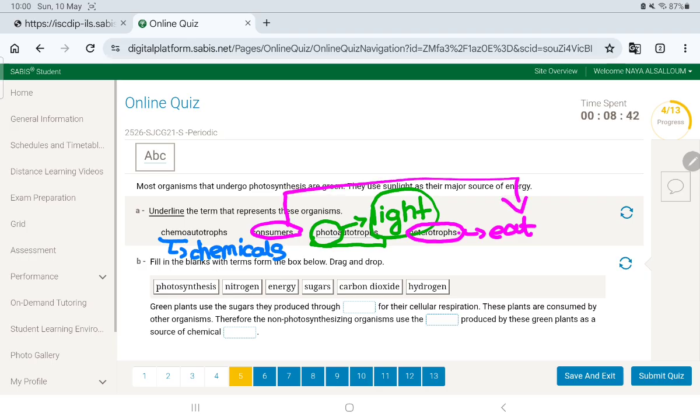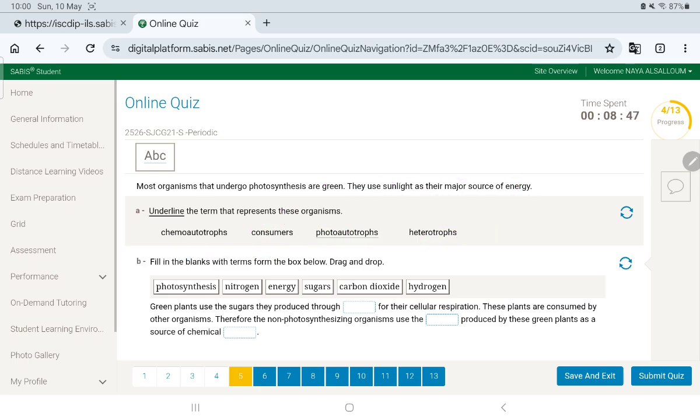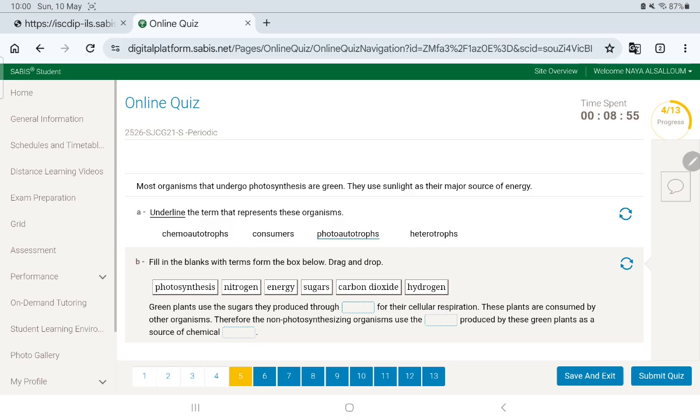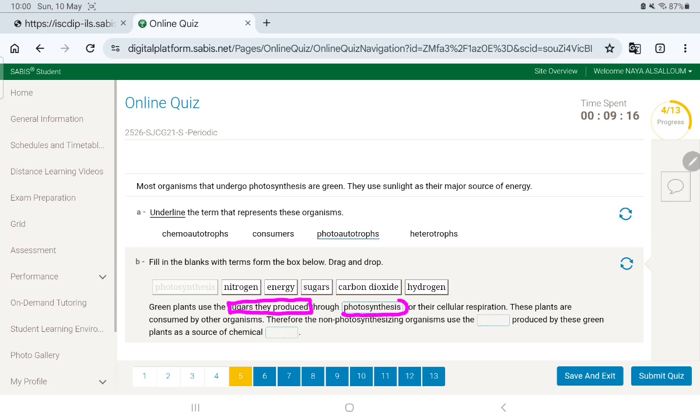So, what organisms use sunlight as their major source of energy? Photoautotrophs, because photo means light. So they get their energy from light. Let's see here. Green plants use the sugars they produced through photosynthesis, right? Because what is the process when plants produce their sugars? The sugars they produced, they produce through photosynthesis. Obviously, it's how plants make their own food.